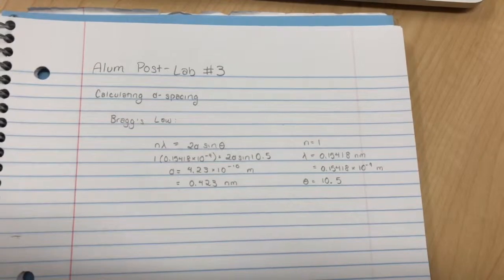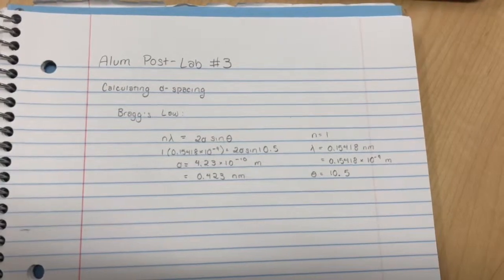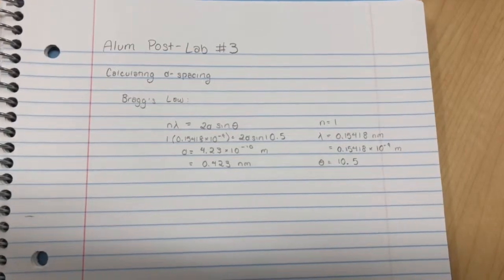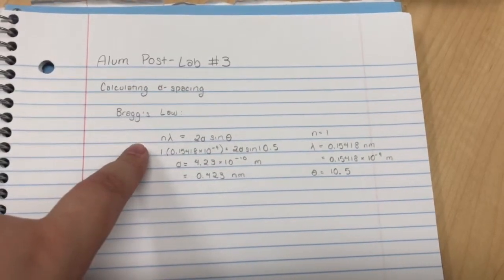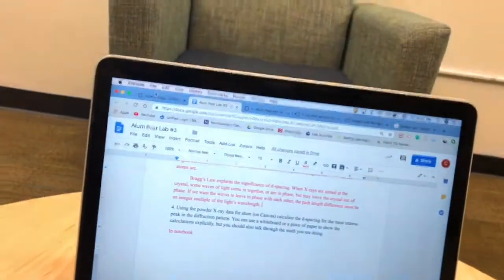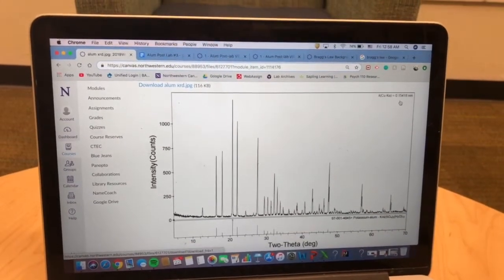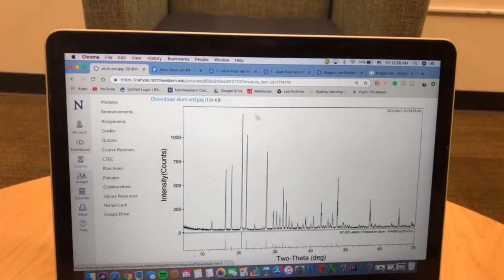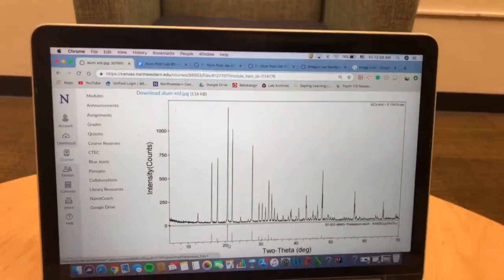So using the powder X-ray data for alum, this is a calculation for the d spacing for the most intense peak in the diffraction pattern. We can calculate the d spacing by using Bragg's law. Bragg's law comes in the form of n times lambda equals 2 times d times sine theta, as you can see here. In the diffraction pattern posted on Canvas, we can see that lambda is 0.15418 nanometers. And we can see that the most intense peak of the diffraction pattern occurs at a value of around 21 degrees, and that's 2 theta.